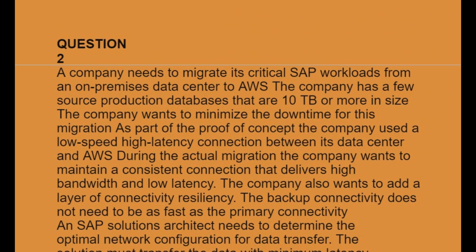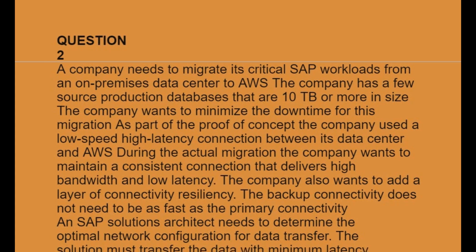Question is, a company needs to migrate its critical SAP workloads from an on-premises data center to AWS. The company has a few source production databases that are 10 TB or more in size. The company wants to minimize the downtime for this migration. As part of the proof of concept, the company used a low-speed, high-latency connection between its data center and AWS. During the actual migration, the company wants to maintain a consistent connection that delivers high bandwidth and low latency.